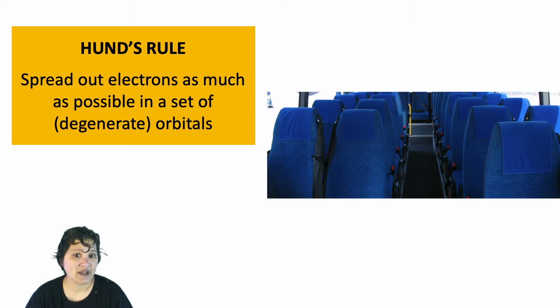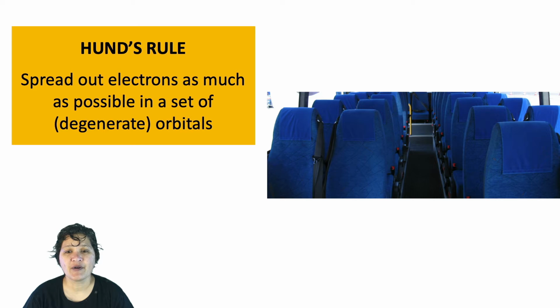Hund's rule tells us to spread electrons out as much as possible within a set of degenerate orbitals. What are degenerate orbitals? Basically, these are orbitals that have the same energy level. We'll come back to that in a bit. But first, let's talk about spreading electrons out.